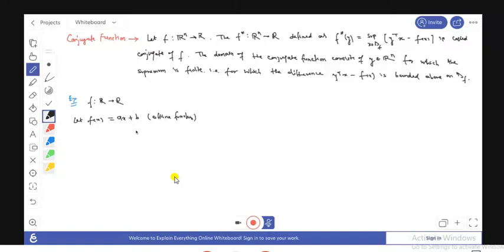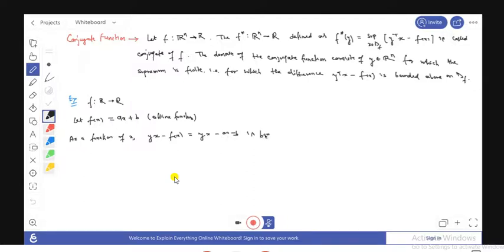Okay, so as a function of x, you have to find this y transpose. Because this is from R to R, y is also one dimension. So this is y of x, because y transpose means one dimension. So this is y times x minus f of x. What is the value of f of x? f of x is ax minus b, and we check that yx minus ax minus b is bounded.